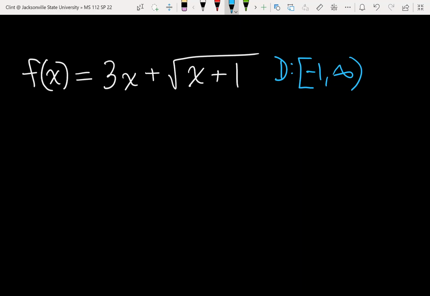So that's one thing we have to look for, and we have to make sure that whatever we have underneath the square root, that it's 0 or bigger, so it works. If you have a function that doesn't have a square root, then you don't have to worry about that. Questions so far?